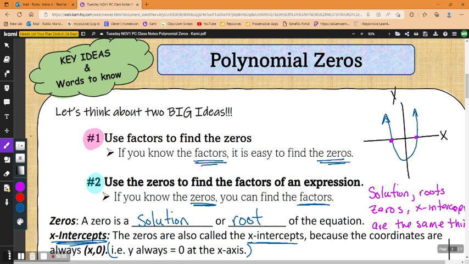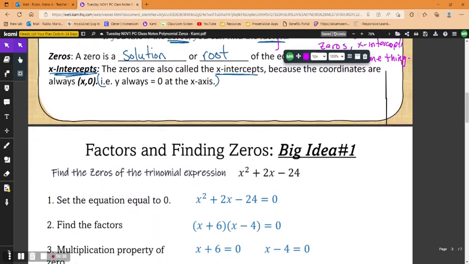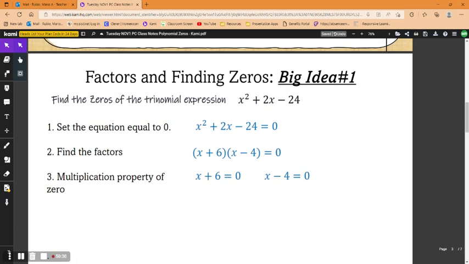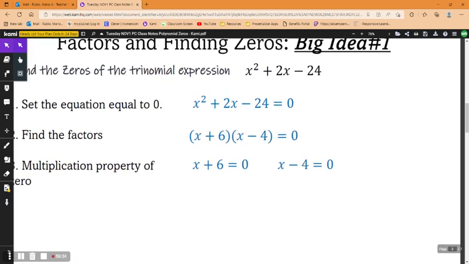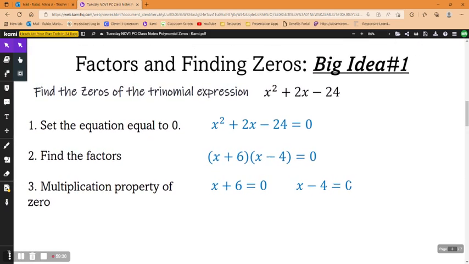It's Tuesday, November 1st. The bell ringer for today, I just asked you to fill in the blanks to talk about the zeros, that it's a solution or a root, and that they're also called the x-intercepts. For today, we covered this on Monday. Today, we're going to talk about factors and finding zeros, which is the big idea number one. We basically said that if we have the factors, we can find the zeros. So let's see what that looks like in an actual problem.